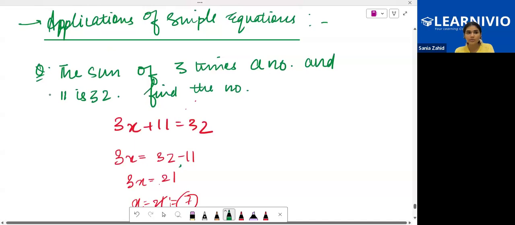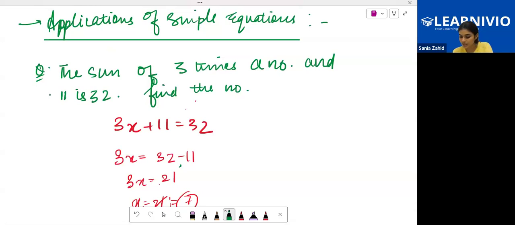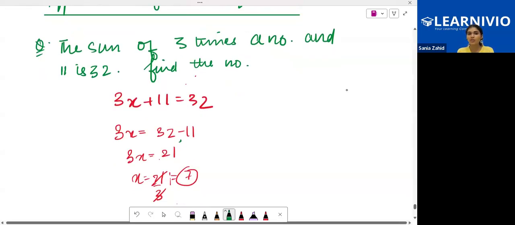So now we shall be doing applications of simple equations. I started this yesterday only, but I'll give you a short review of this topic so that you can understand better. Let's revise then. In applications of simple equations, we are given situations and then we have to find the number, the variable. For example, this question says the sum of 3 times a number and 11 is 32, find the number. First of all, you have to form an equation.